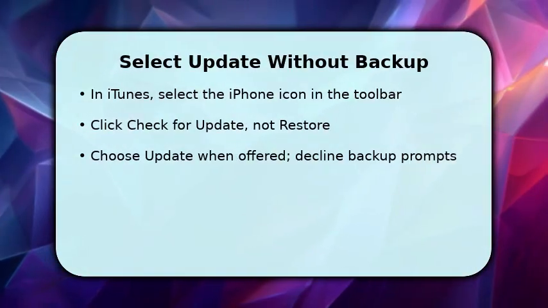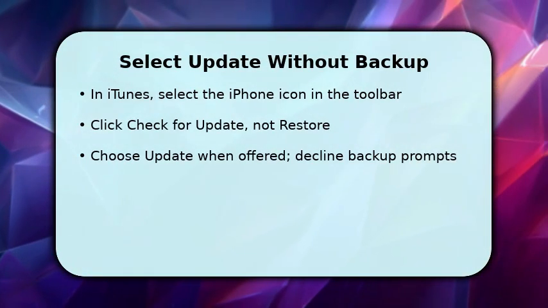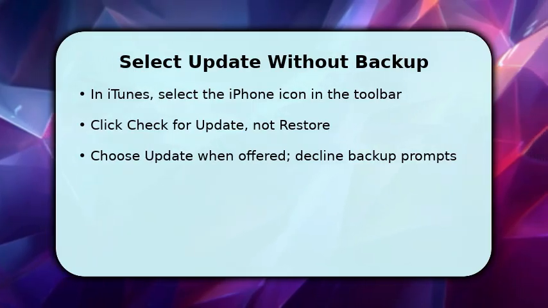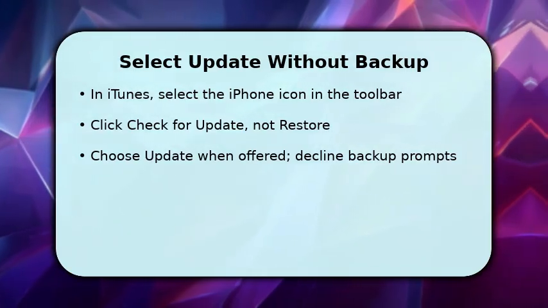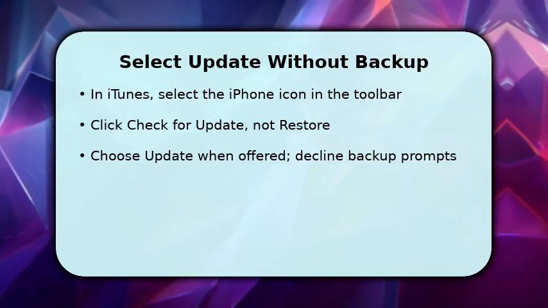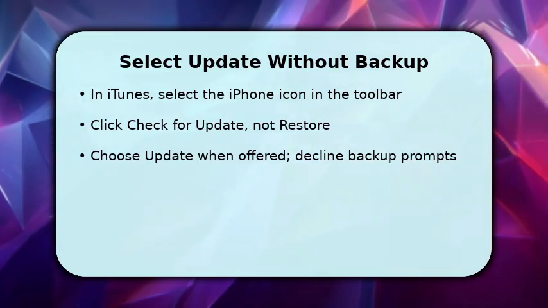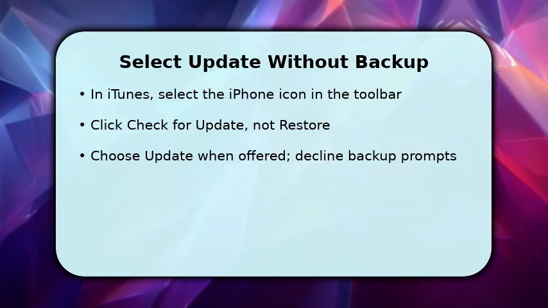Once iTunes recognizes the phone, click the device icon and review the summary pane. This is where updates are managed. You should click Check for Update to let iTunes fetch the latest firmware metadata. Do not choose Restore because that erases data.